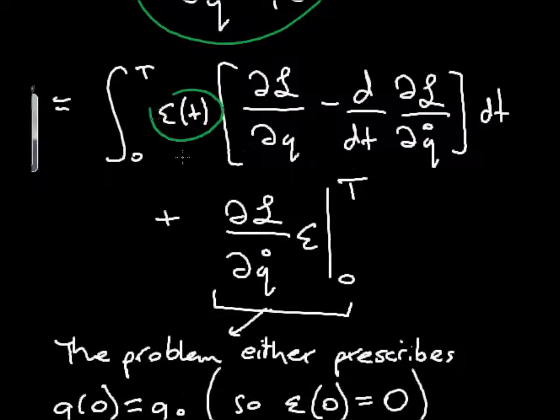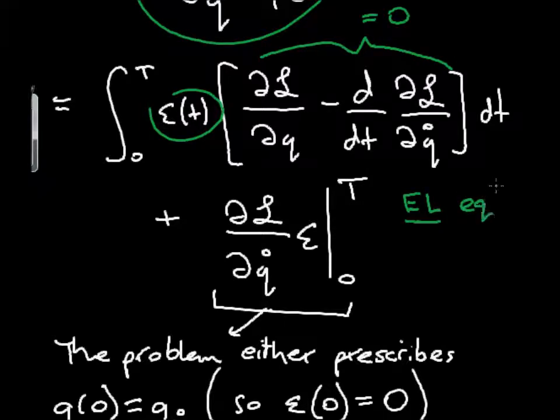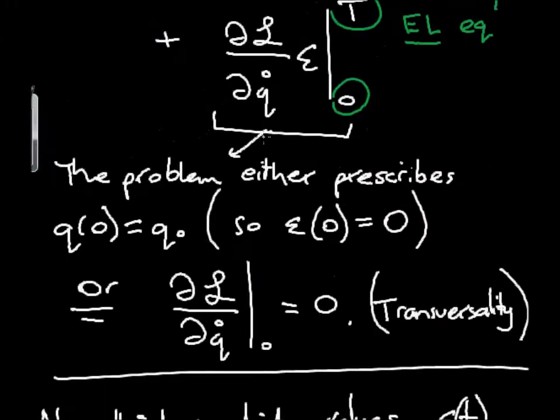So if we want this to vanish for all epsilon, this bracketed term, called the Euler-Lagrange derivative, must vanish at all times. This gives us the Euler-Lagrange equation. The start and end values of epsilon might also vary independently. So, dL/dq dot at the start and end vanish. We call this the transversality condition.